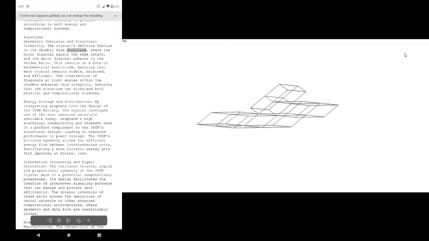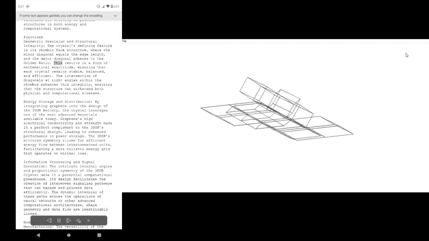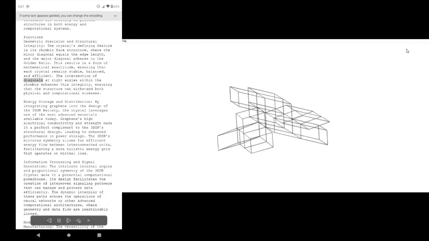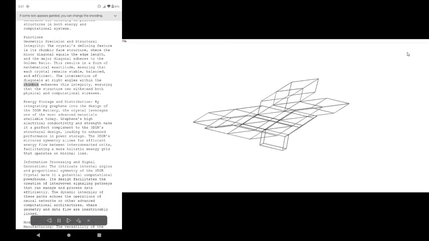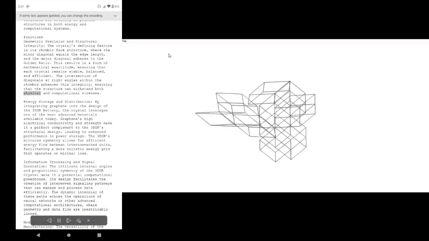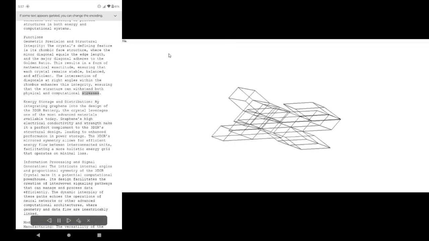Functions. Geometric precision and structural integrity. The crystal's defining feature is its rhombic face structure, where the minor diagonal equals the edge length, and the major diagonal adheres to the golden ratio. This results in a form of mathematical exactitude, ensuring that each crystal remains stable, balanced, and efficient. The intersection of diagonals at right angles within the rhombus enhances this integrity, ensuring that the structure can withstand both physical and computational stresses.